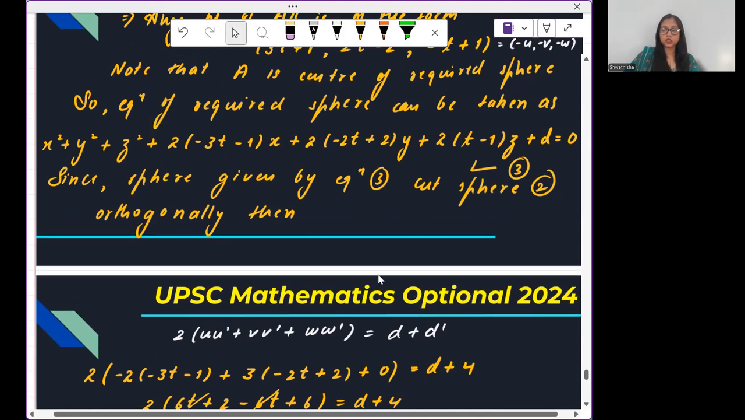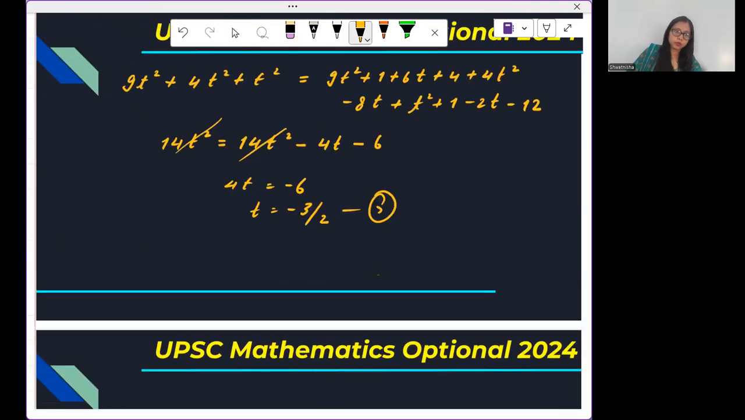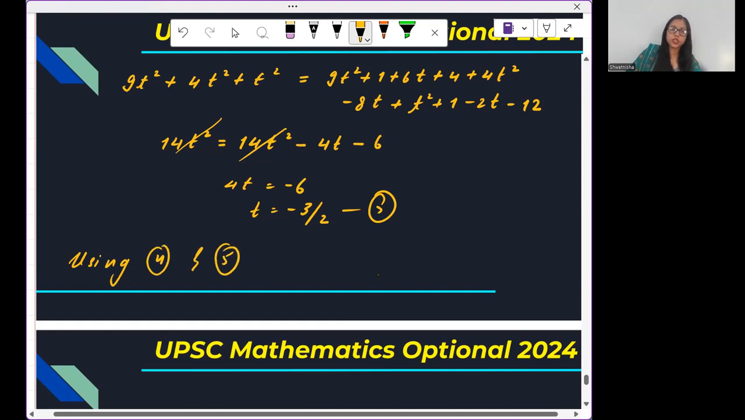Okay. So using 4 and 5 in equation 3, obtain the required sphere. I hope you can do this part.